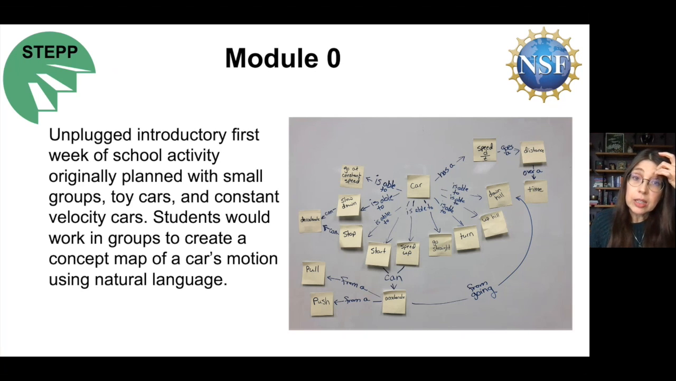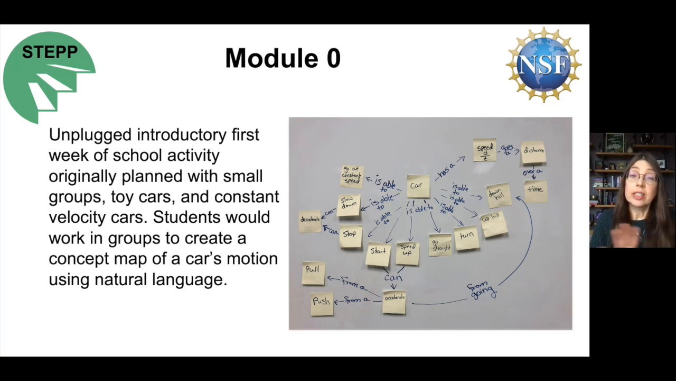So in this activity, students are asked to work in groups to create their own concept maps of a car's motion using natural language. So we could use a toy car, a constant velocity car, some other kind of prop when we imagined this happening pre-pandemic in small groups within a physical classroom. Then what students do is they actually create those concept maps in their groups.